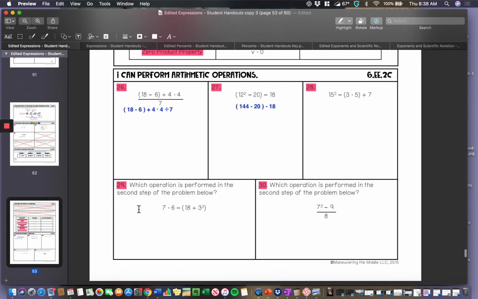And then on number 29 and 30, they want to know which operation in the second step of the problem below. So they want to know whether it is addition or subtraction, which operation is it? And for number 30, which operation is performed in the second step of the problem below? So again, they want to know whether it is addition, subtraction, multiplication, or division. It's not going to be the first step you do, or whatever would come first in PEMDAS. It's going to be the second step.